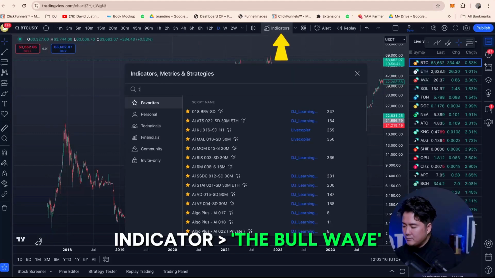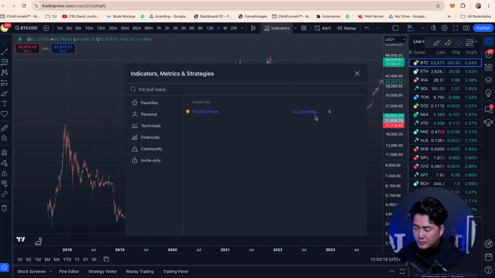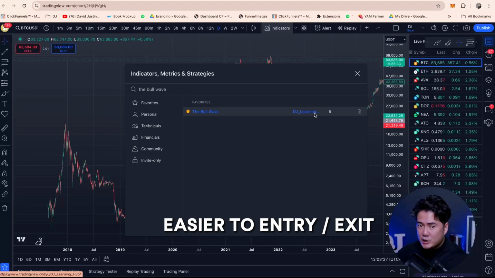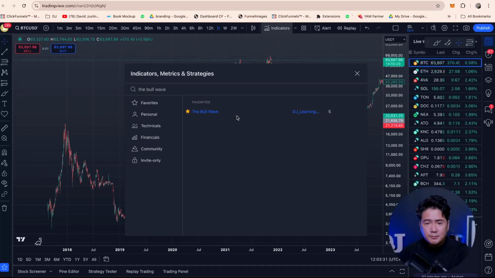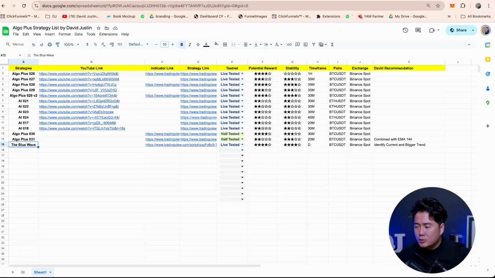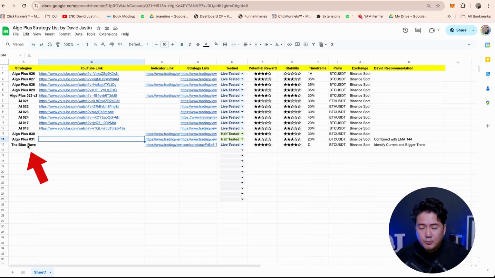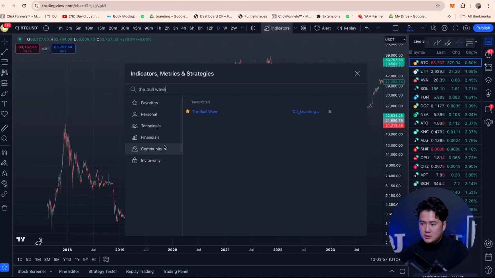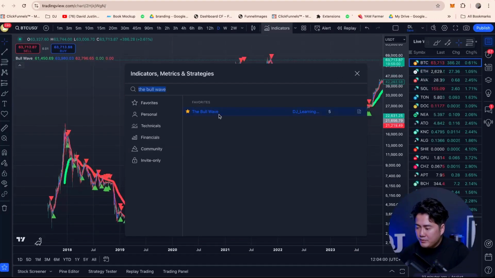Just go to indicators and type the bull wave. So you can see it from DJ Learning, and this is a new indicator I just uploaded because I modified it a little bit based on a different signal, so it's easier for you to enter and exit. But if you can't find the bull wave, just go into this YouTube description. You can see there is a link for this Google Sheets. You can see all my strategies and indicators in this Google Sheets. You can see the bull wave on TradingView, and this is the indicator link. Just click it, add this indicator to your favorites so that you can see it in your TradingView. That's all.